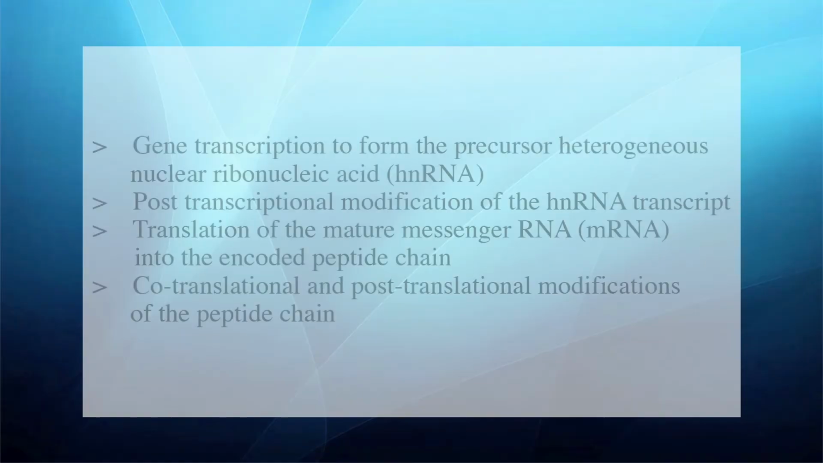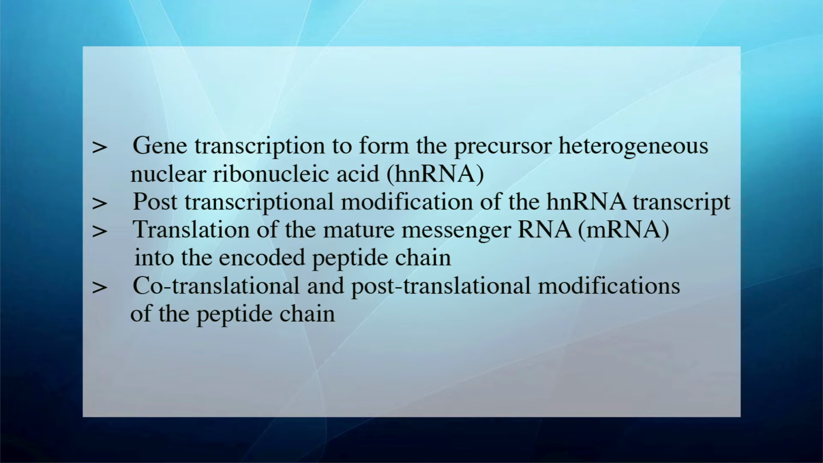The synthesis of peptide hormones often involves several steps occurring in the nucleus and cytoplasm of secretory cells. These steps include gene transcription to form the precursor heterogeneous nuclear ribonucleic acid or hnRNA. Second, post-transcriptional modifications of the hnRNA transcript. Third step involves the translation of the mature messenger RNA or mRNA into the encoded peptide chain, and finally co-translational and post-translational modifications of the peptide chain.